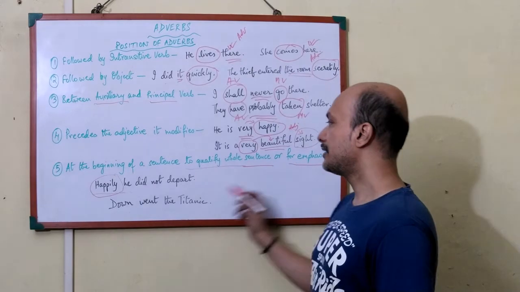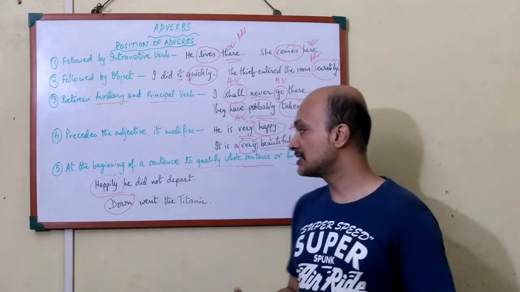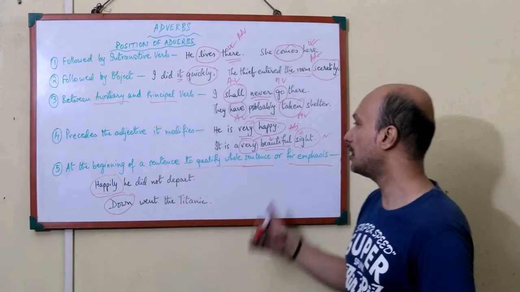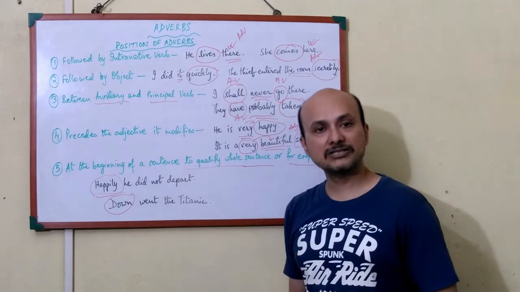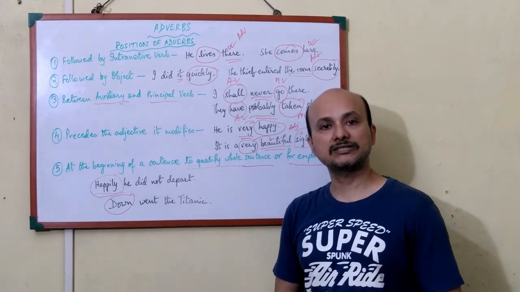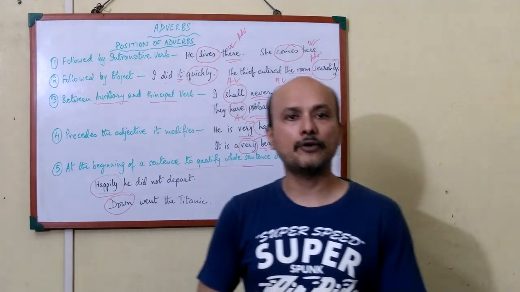Next one. Down went the Titanic. It is written for the sake of emphasis. What happened to the Titanic? It went down into the sea waters. So here, for the sake of emphasis, for giving force, we are using down at the beginning of the sentence. So that completes or rounds up our adverbs.